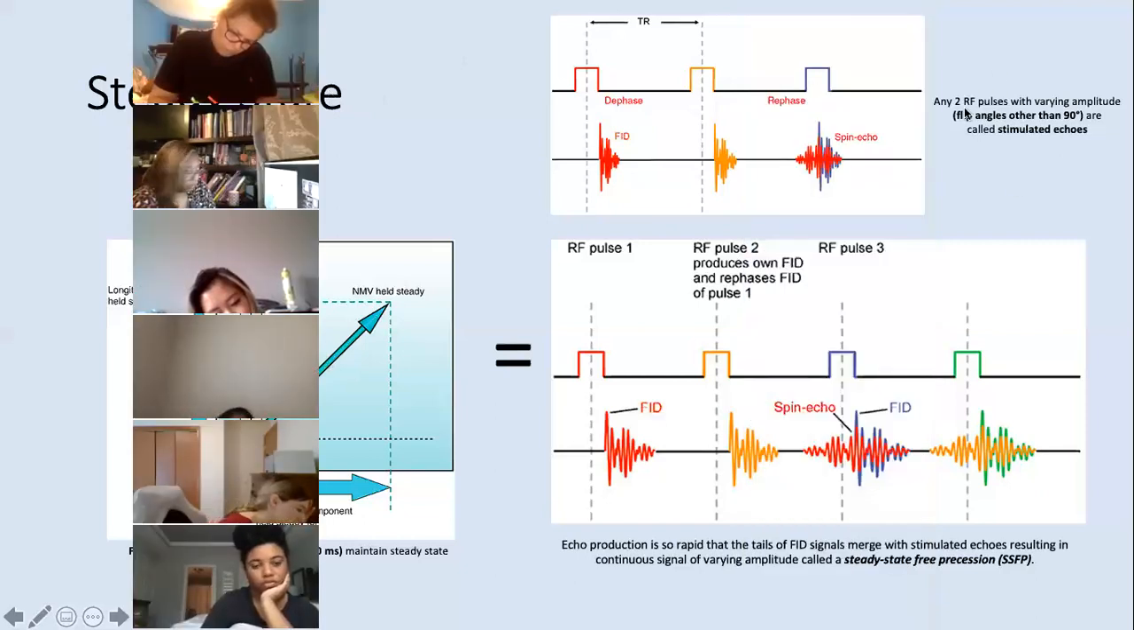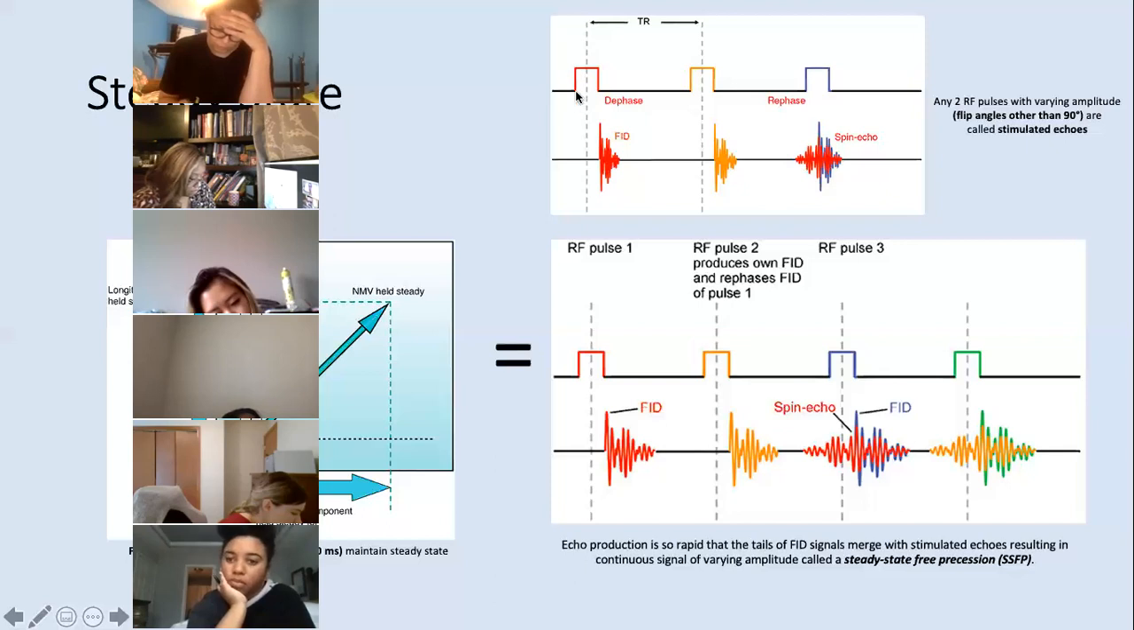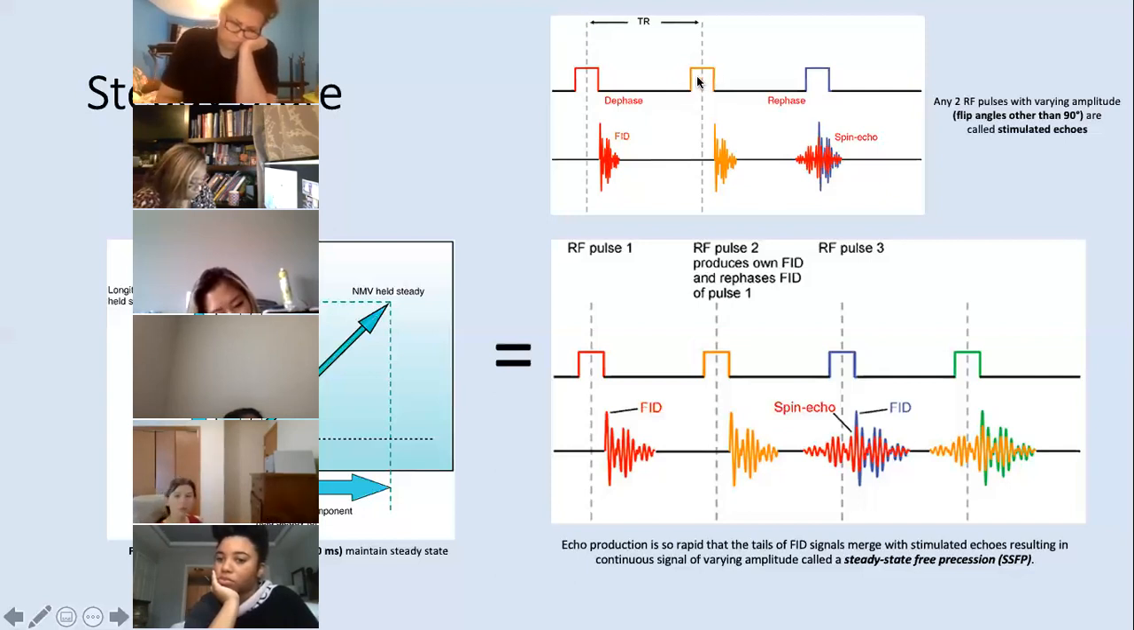Here's a good diagram of the stimulated echo. So this is, once again, the definition: any two RF pulses with varying amplitudes or less than 90 degrees are called stimulated echoes. So this is our first TR period with this red excitation pulse. It creates a FID. Our signal starts to decay. Then we have the next TR period, so we have another excitation pulse. This is not a 180-degree refocusing pulse. This is an excitation pulse of less than 90 degrees.